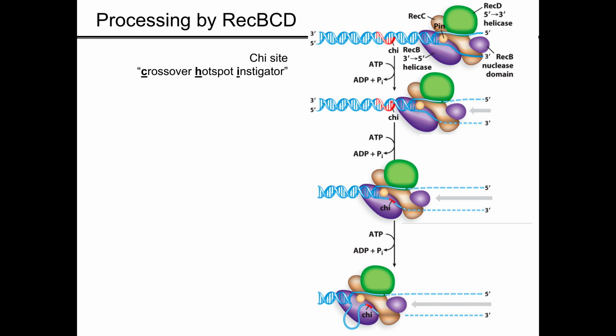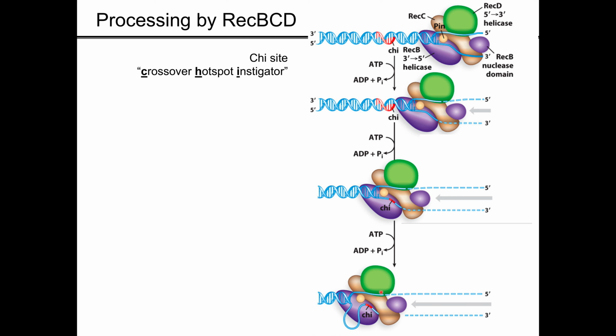When the complex reaches a chi site, which stands for crossover hotspot instigator, the helicase domain of RecB is going to bind to this chi site and basically sit down and no longer let the DNA leave the helicase domain. However, it's still going to exert helicase activity, it's just not going to let the DNA leave. And so that's going to generate a loop of DNA, not unlike what we saw at the replisome.